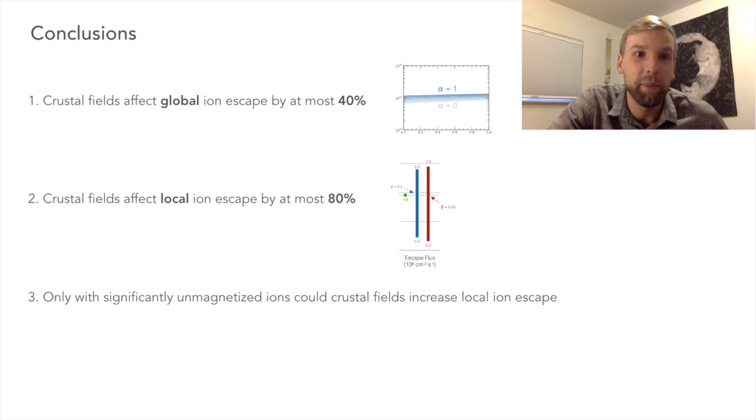So, wrapping up, our main takeaways here are that crustal fields affect global ion escape by at most 40% and local ion escape by at most 80%. And finally, that only with significantly unmagnetized ions could crustal fields increase local ion escape. These last 2 points might have some direct applicability towards the question of planetary magnetic fields in general, but how well we can apply them remains to be seen.